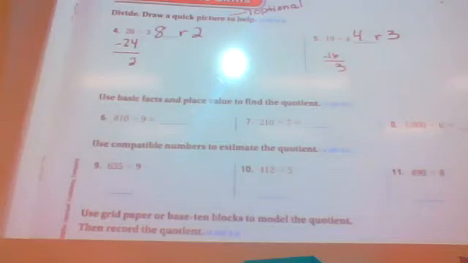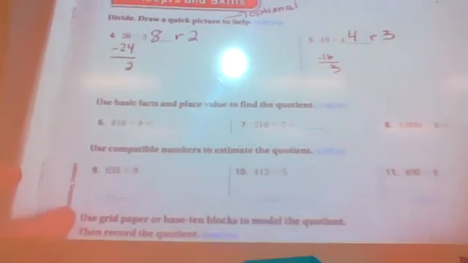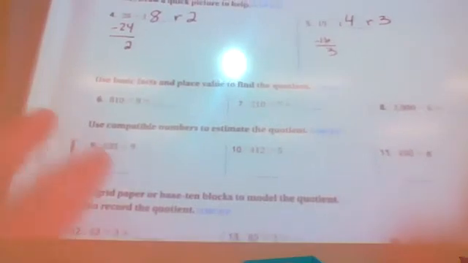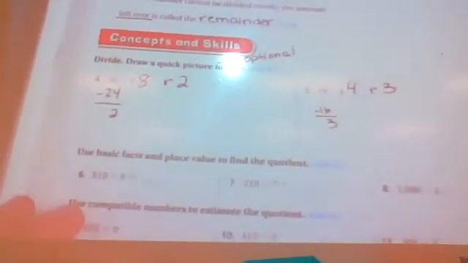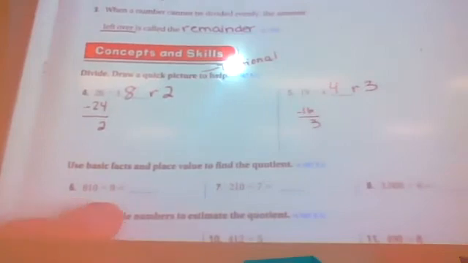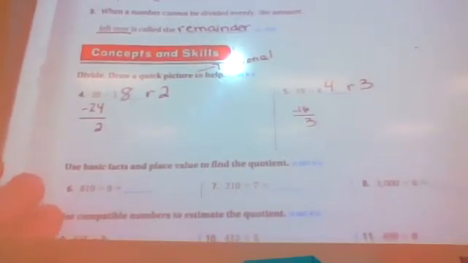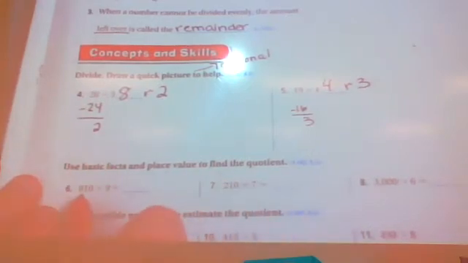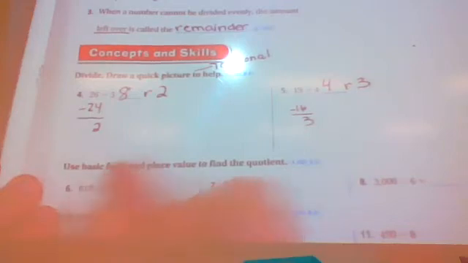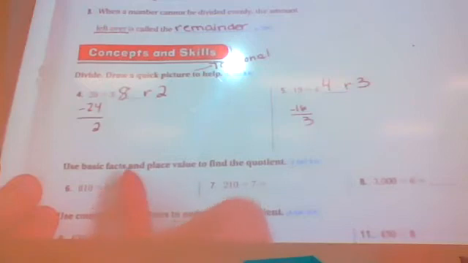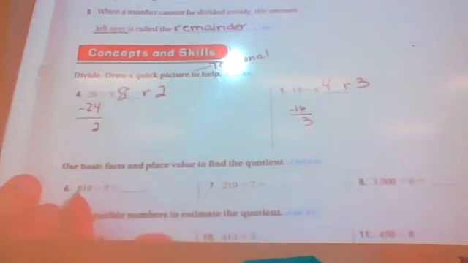Number 6 says, use basic facts and place value to find the quotient. Okay? Basic facts, or sometimes I call them special facts. All right? So we want to look at this number, or dividend, and see if there's anything special about this. That makes us think about our divisor. Is there a special fact or basic fact that our divisor can go into?